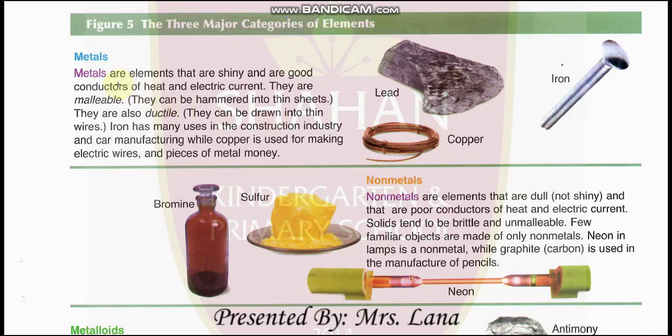We have metals. Metals are elements that are shiny and good conductors of heat and electric current. They are malleable. What's the meaning of malleable? They can be hammered into a thin sheet. And also they are ductile: they can be drawn into thin wires. Iron has many uses in the construction industry and car manufacturing, while copper is used for making electric wires and pieces of metal money.